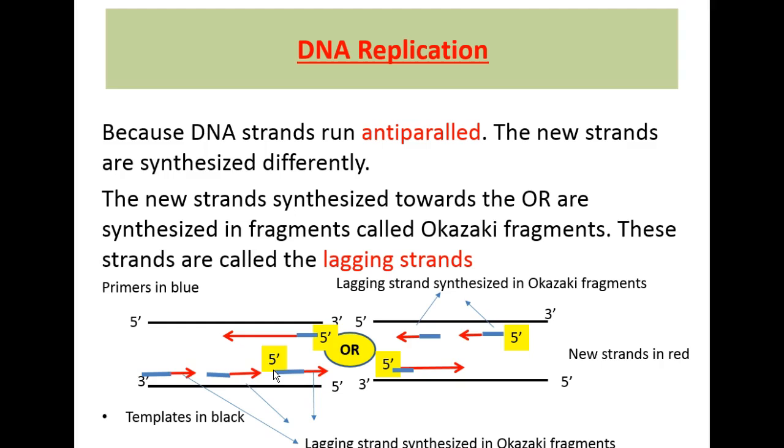DNA polymerase has to again jump backwards. Primase will synthesize a primer. DNA polymerase will begin synthesizing from the primer until it runs against the previous fragment. Notice that this strand is synthesized in fragments called Okazaki fragments. This is the lagging strand.